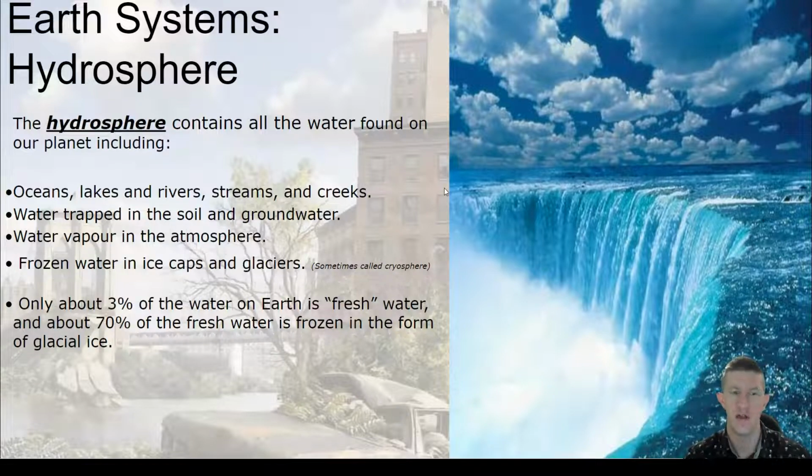It's interesting to note that 3% of water on Earth is actually fresh, so only 3%. And of that 3%, 70% of that is frozen in the form of glacial ice. So a very, very small fraction of all of the water on Earth is actually ready for us to drink without having to do something to it. So water is a very scarce resource when you think about what percentage is available to what quantity is on Earth.